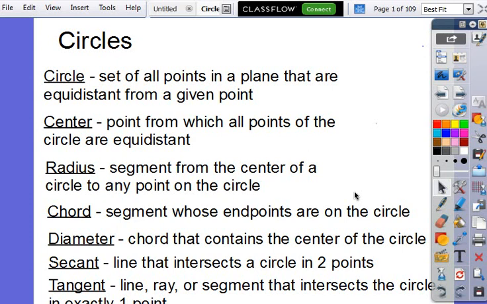Alright, diameter is a chord, which means it starts and stops on the circle, but the important part of the diameter is that it goes through the center. Secant is a line that intersects a circle in 2 points, and then tangent is a line, a ray, or a segment that intersects a circle in exactly 1 point.